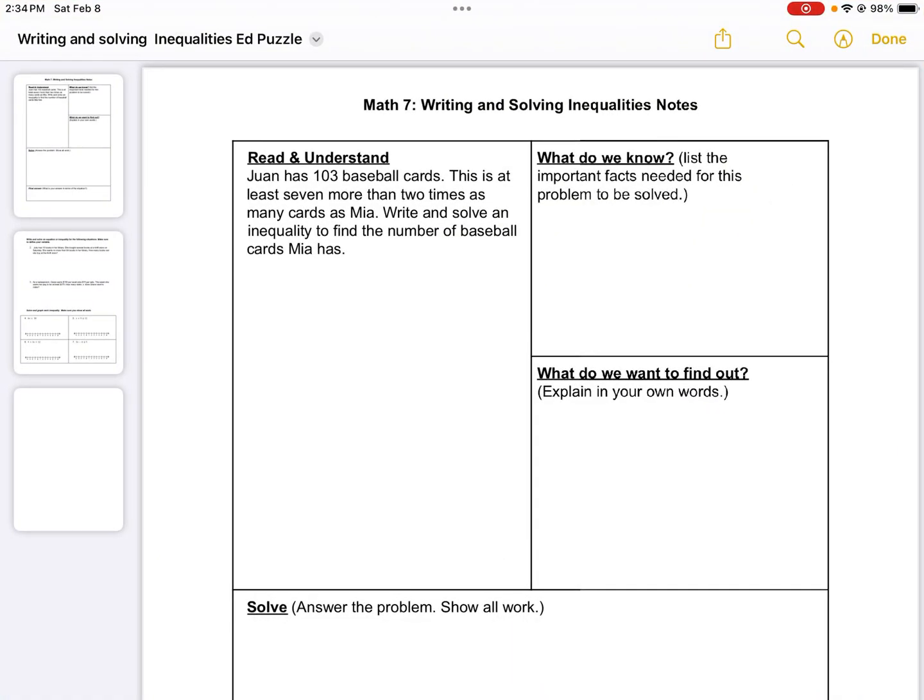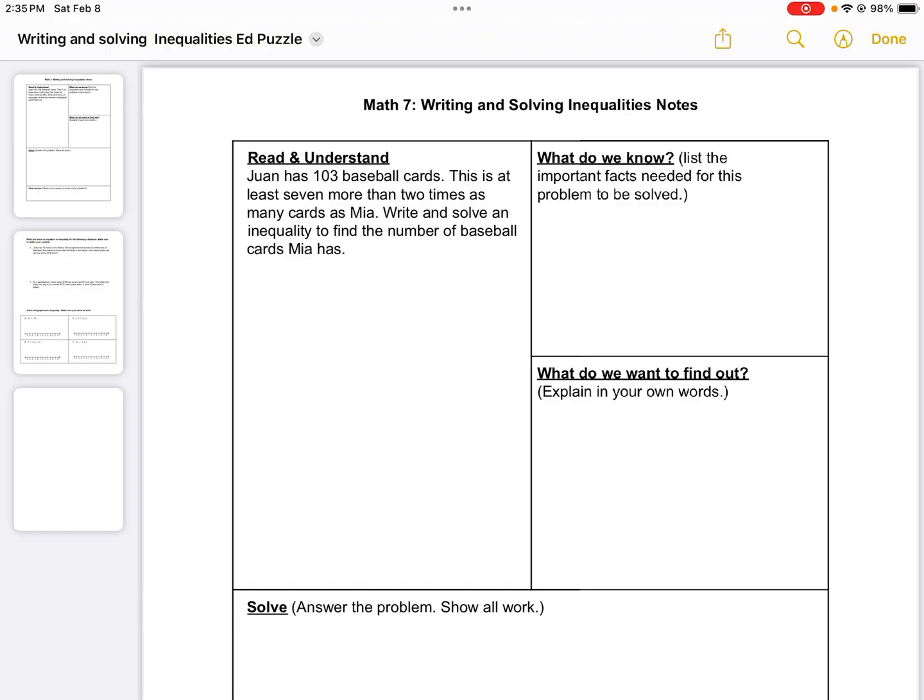Okay, guys, we are going to do writing and solving inequality notes today. We are going to review how to write and solve them. So our first problem is the read and understand portion. It says Juan has 103 baseball cards. This is at least 7 more than 2 times as many cards as Mia. Write and solve an inequality to find the number of baseball cards Mia has.